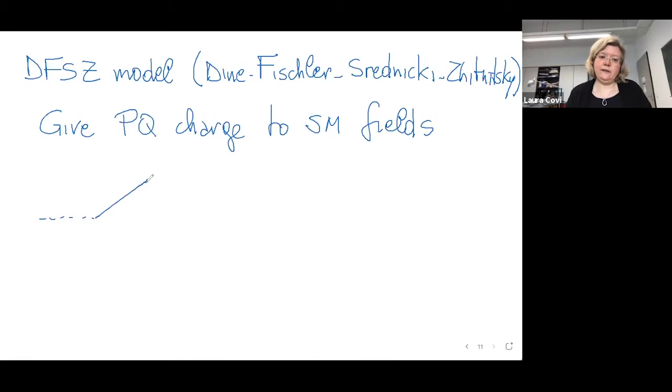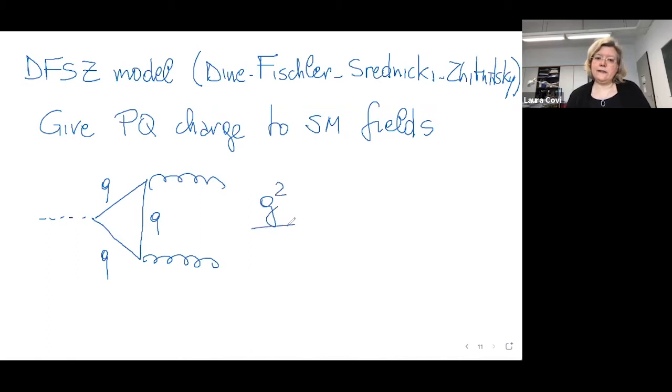So in this case, in the loop, you have standard model fields, for example, just the quarks. And in principle, if all the quarks have the Peccei-Quinn charge, then in this result you also have a factor of n, the number of quarks.